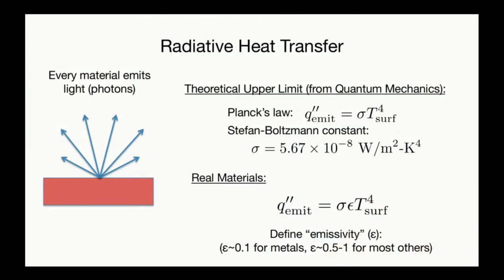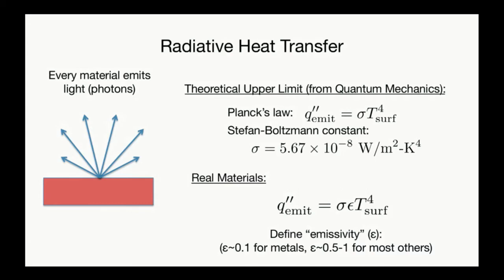All right, so real materials, it turns out, don't quite reach this upper limit from quantum mechanics. They're usually a little bit lower, and how much lower depends on what the material is. So what we typically do is assign a fudge factor, called the emissivity. So rather than using Planck's law directly, we'll just insert a factor called the emissivity that describes how much energy is being emitted from a real surface.